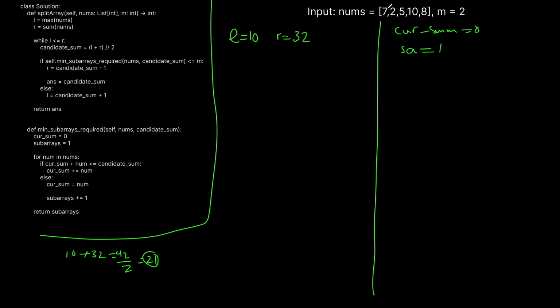The first number is 7, so our current sum now becomes 7, and we're still not over our threshold of 21, so we keep going. Now we get 2, so our current sum is 9, and then we get 5, so next it's 14. Then we get to the 10, and we see that if we added 10, we would get 24, so that's not a valid solution. So we need to cut our subarray. So the first one becomes 7, 2, and 5.